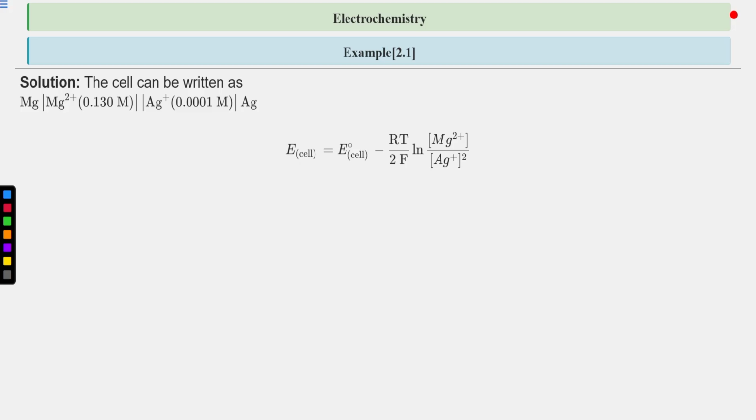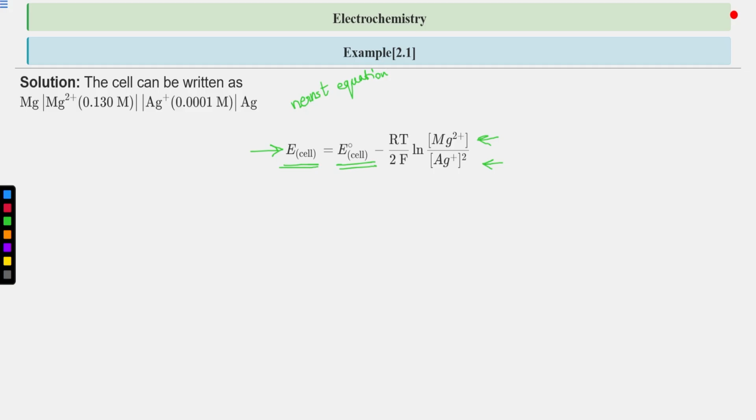Now we have to identify the E of cell, right? So E of cell, that is cell potential, we find by the Nernst equation, which we have just studied, which gives the E cell value. So E of cell equals the standard cell potential minus RT by 2F ln magnesium 2 plus divided by silver plus whole square. Here again we are using the product upon reactant thing: in the product we are gaining magnesium 2 plus ions and in the reactant we have silver positive ions.